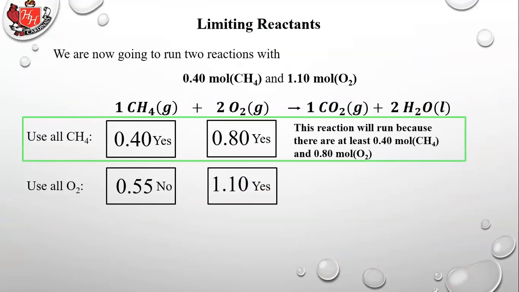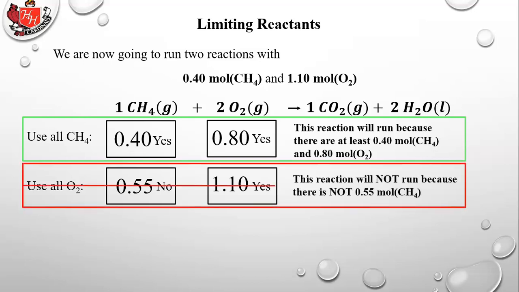So this reaction will run because there are at least 0.4 moles of CH4 and at least 0.8 moles of O2. So that will run. This reaction will not run because there's not 0.55 moles of CH4, so you're going to run out of CH4 before you've used all of your O2. So the CH4 is like the eggs in the cake example. It's the one that runs out first, and it limits how far this reaction can go.